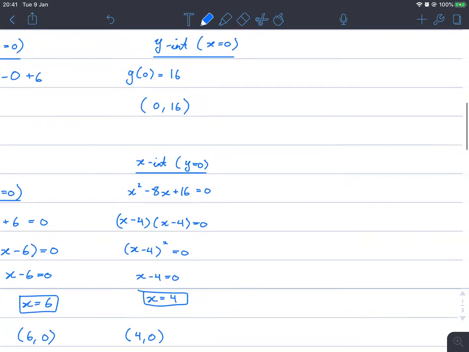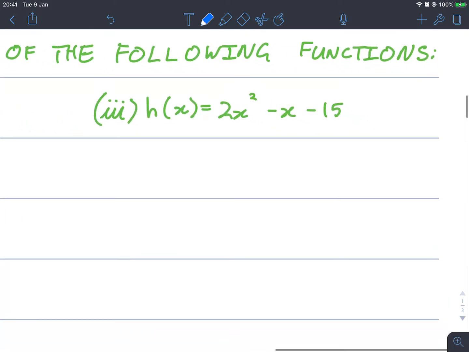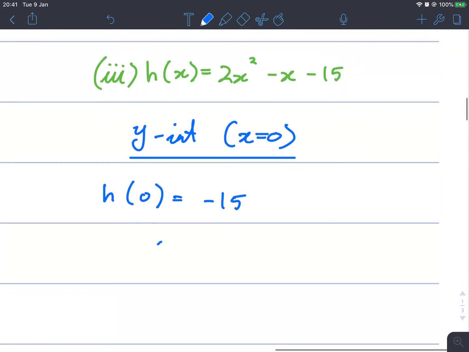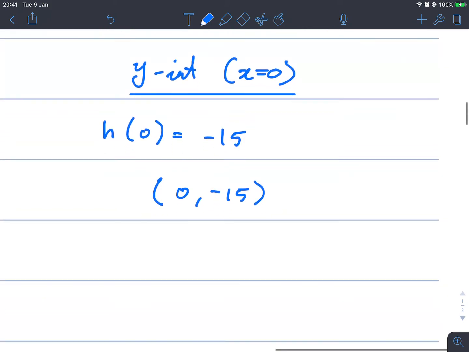Let's move on to our last example here. In this case, we will find the y-intercept again, nice and easy. x equaling 0. So we get h of 0, skipping all the rest, I know that's 0 minus 0, take away 15. So my y-intercept is at 0, negative 15. Let's now find our x-intercept at y equaling 0.